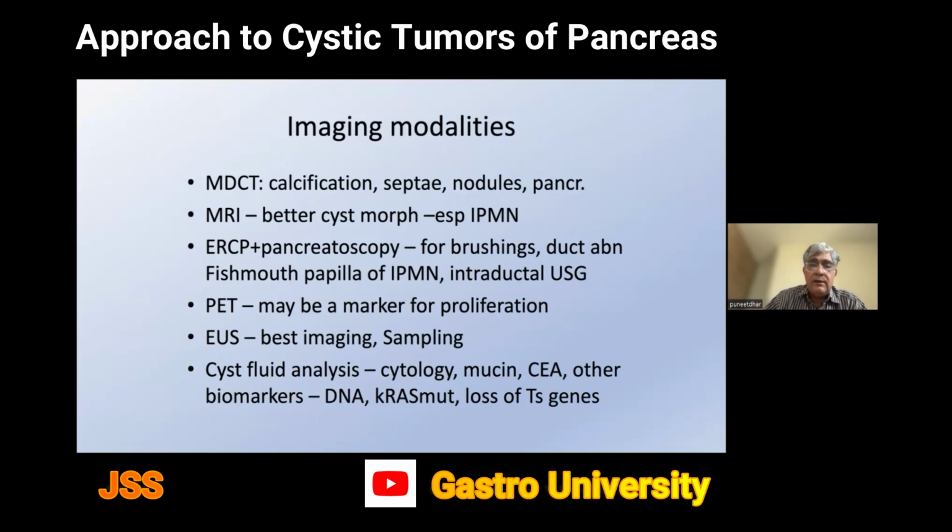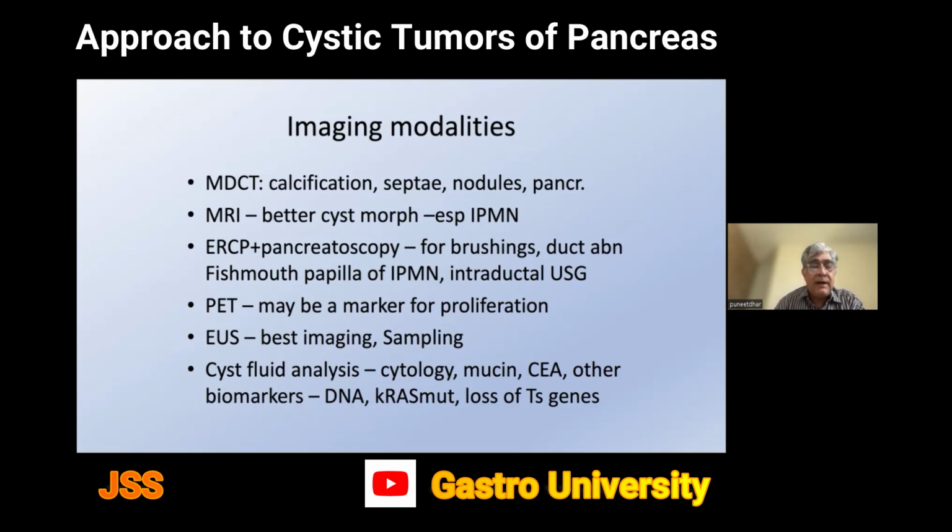Also, it is non-irradiating, so useful. ERCP and pancreatoscopy is extremely useful for the IPMNs. You can also take brushings. You can do intraductal ultrasounds to see if they are invasive. So extremely useful, but needs advanced centers. So some of these might need advanced centers to actually look at it.